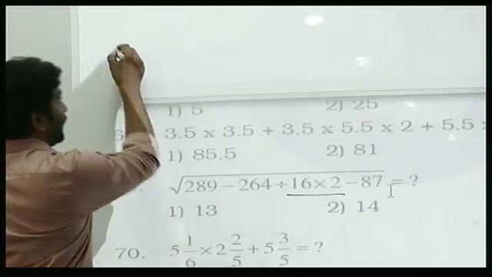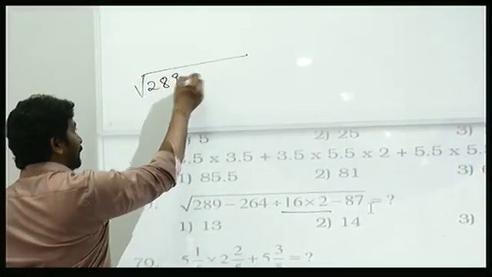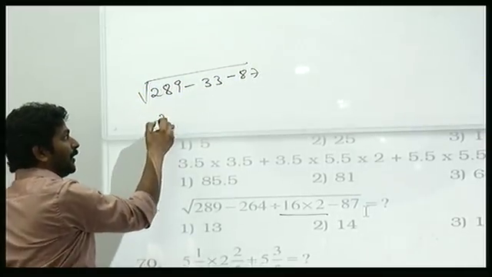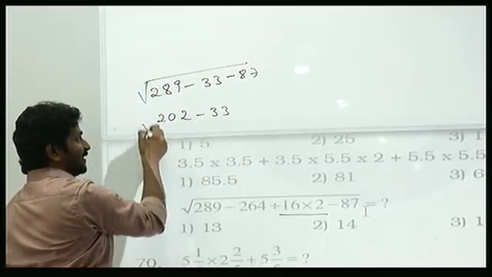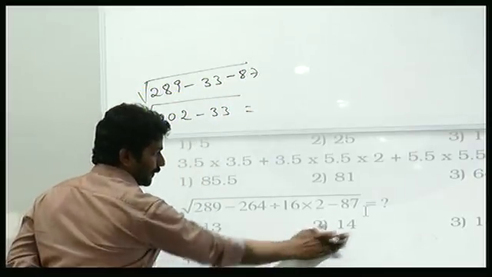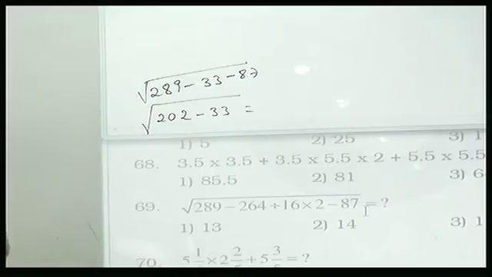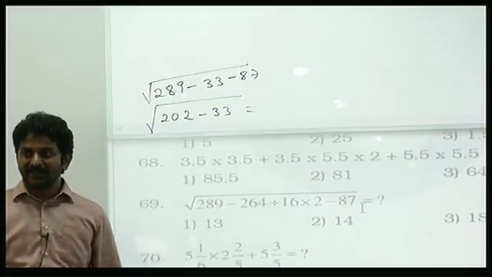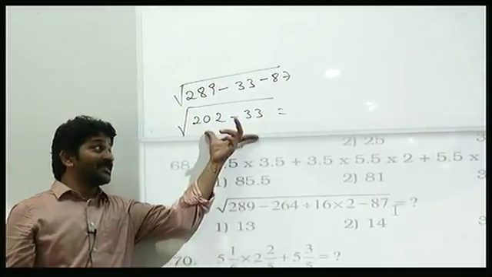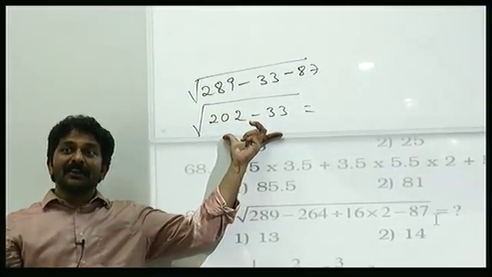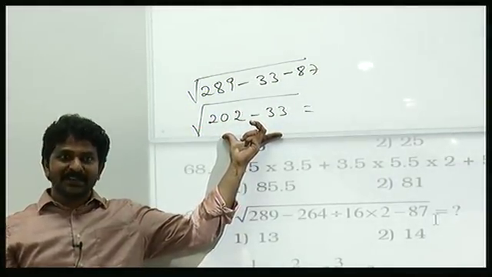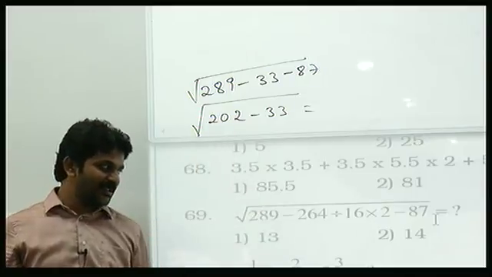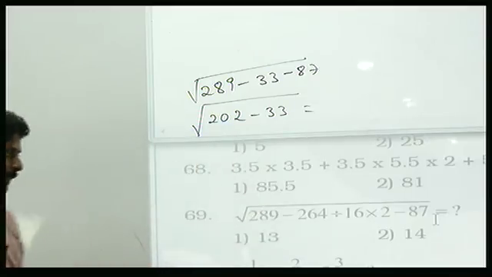Wait. Observe this. 289 minus 33 minus 87. First you subtract 87 from this number. You will have 202. From this subtract 33. Under root value only. Wait a minute. From 200 if you subtract 30, how much you will get? 170. Under root 170. In the sense this value is a perfect square value. What is nearest square value which is nearby 170? 169. Yes or no? So that's the only square. So if this value is 169, under root 169 is 13. First option. Next.